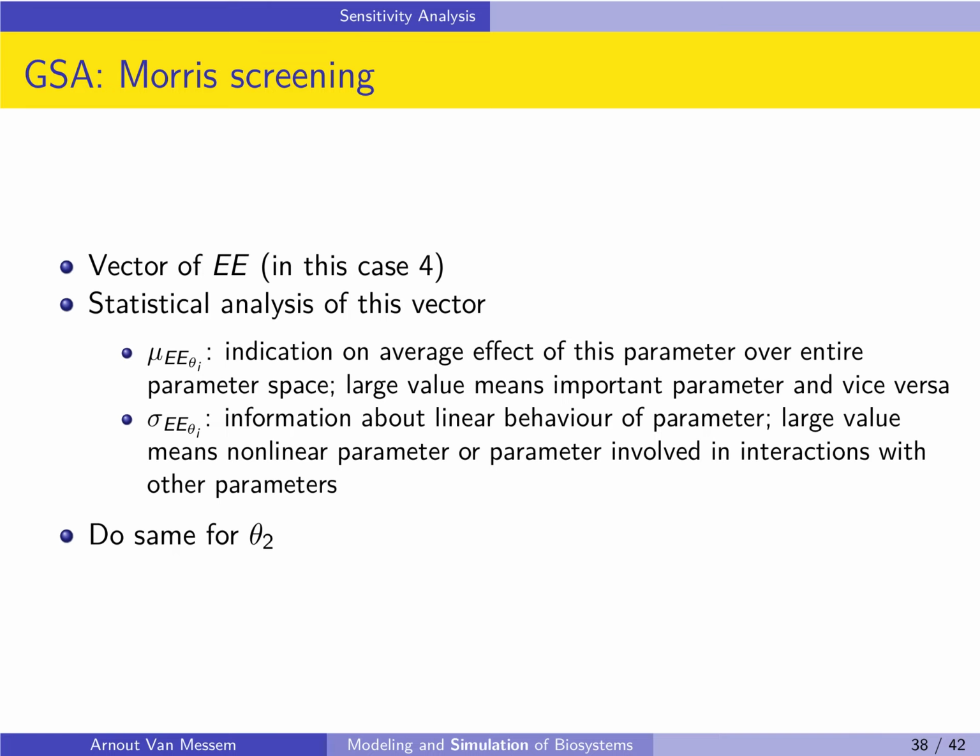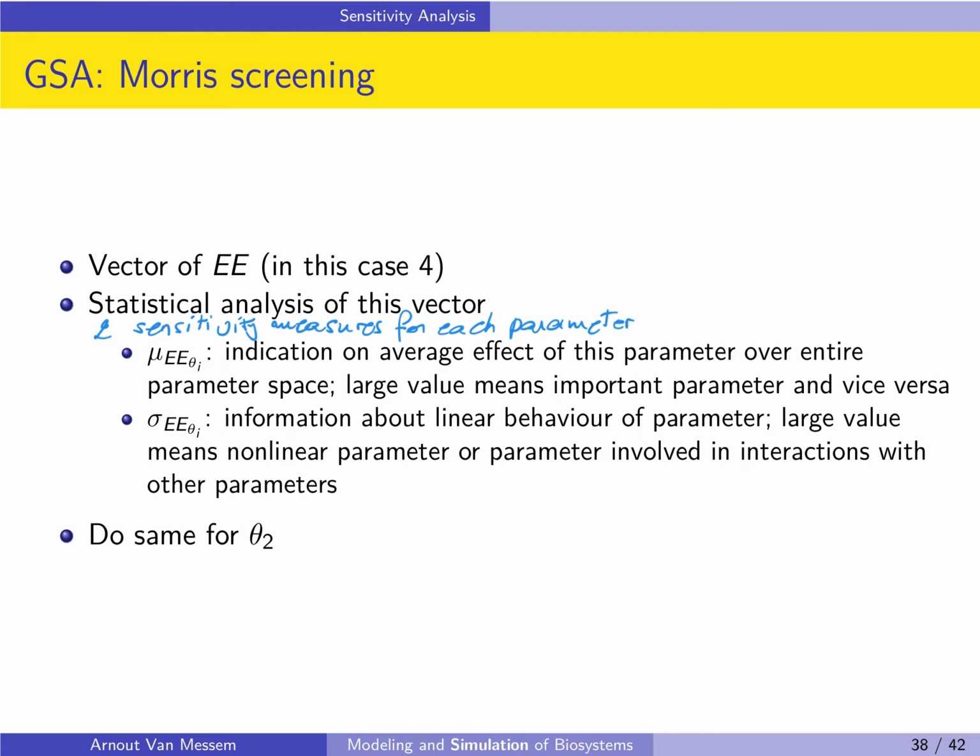So we obtain two sensitivity measures for each parameter, the mean of the elementary effect and the standard deviation of the elementary effect. The mean will indicate the average effect that this parameter has over the entire parameter space. And so the larger the mean, the more important the parameter. The standard deviation gives us information about the linear behavior of the parameter.